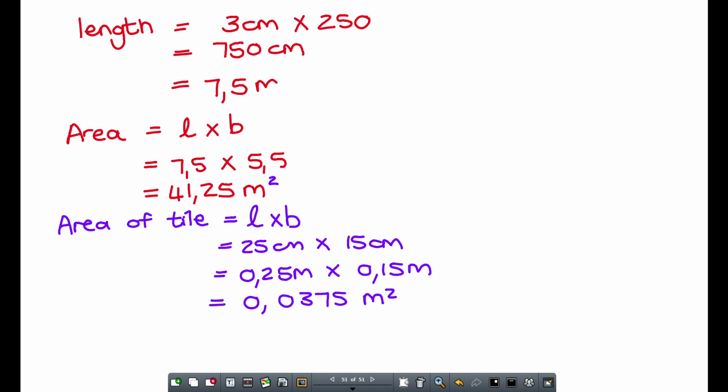To work out how many tiles we need, I'm going to take the area of the floor and divide it by the area of the tile. Does that make sense to you guys? Okay, kan ek maar skip? So iemand wat nog skryf? Okay, skryf gou klaar. Klaar.